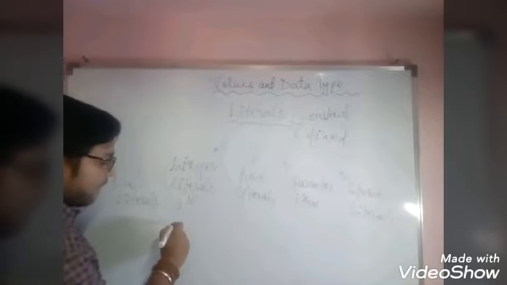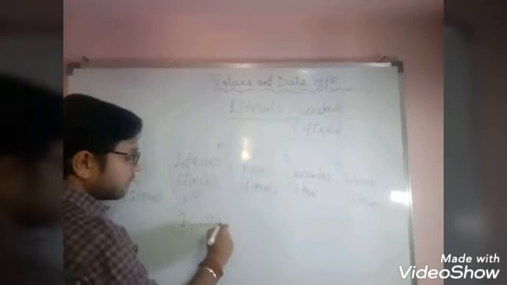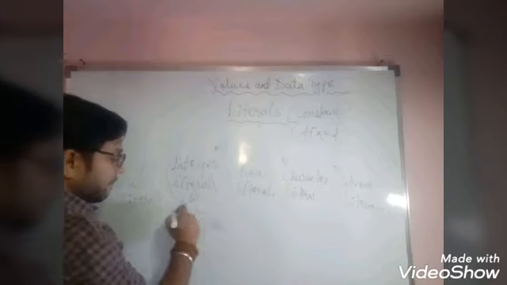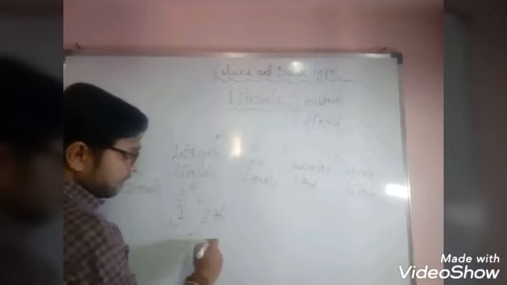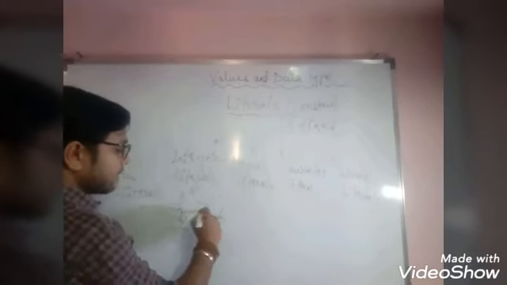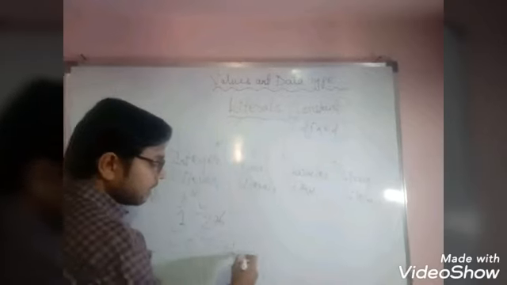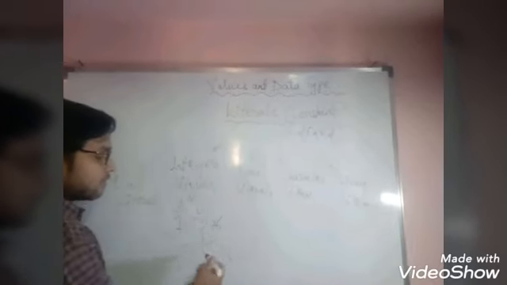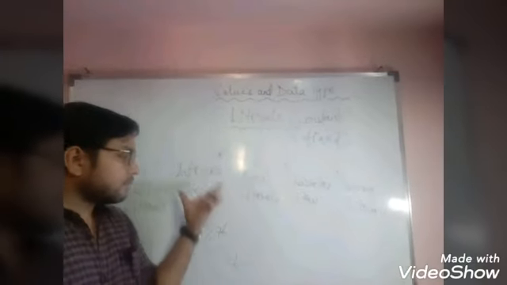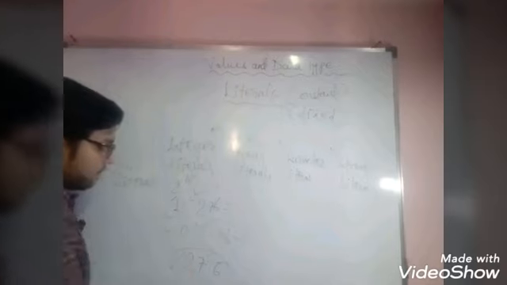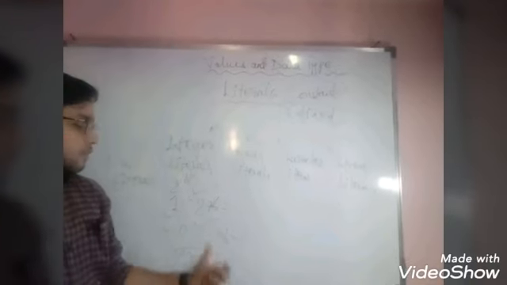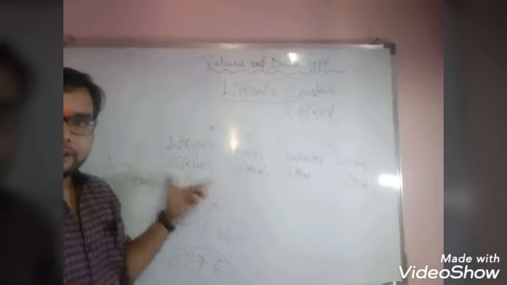For example, if I am writing 1, then it is an integer. If I am writing 276, then it is an integer. If I am writing 0, then it is an integer. If I am writing -76, then it is an integer. Here there is no decimal point, so this is called an integer. If I am writing 27.6, then this is wrong because it has a decimal point. So the number without a decimal point is called an integer literal.